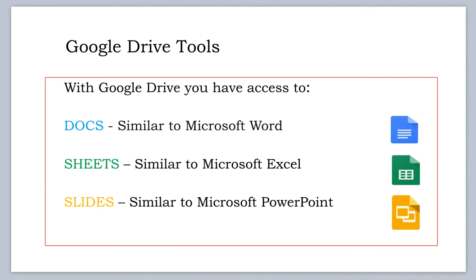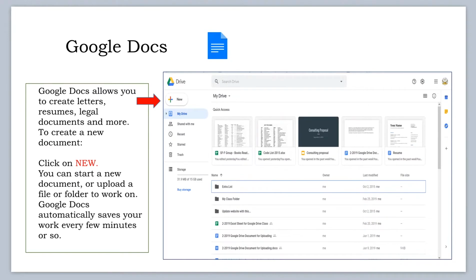The Google Drive tools that most people use are Google Docs, Google Sheets, and Google Slides. Those three apps have similar capabilities to Microsoft Word, Excel, and PowerPoint. Let's talk about Google Docs first. Google Docs allows you to create anything that you could use Microsoft Word to create. Lists, legal documents, your resume, banners, anything that is a word processing document, you can use Google Docs for.